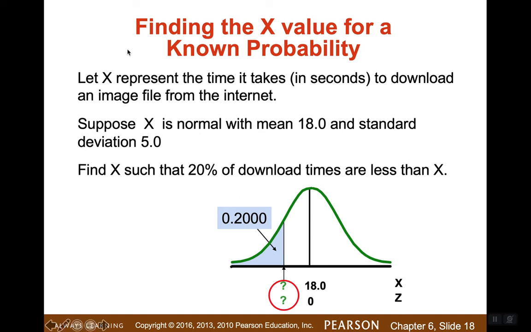And then find the x value for a known probability. Once again, assuming a normal distribution, mean of 18, standard deviation 5. Find x such that 20% of the download times are less than x. So we know that we want 20% of the download times to be less than x. All we want to do is calculate the x value, given that we know what the probability is.